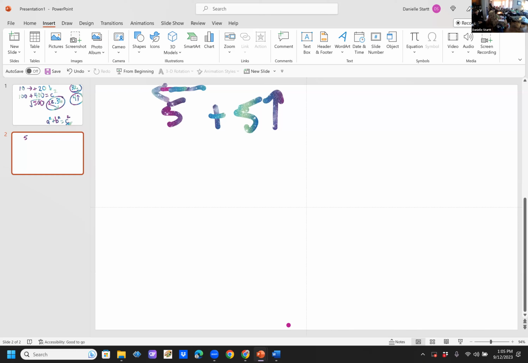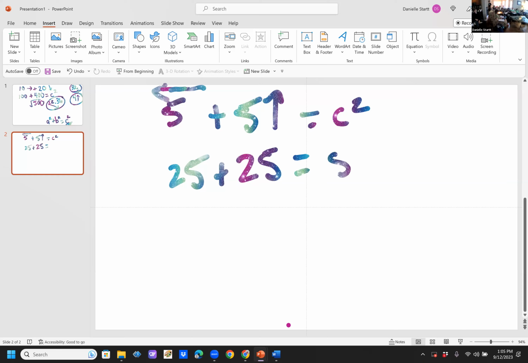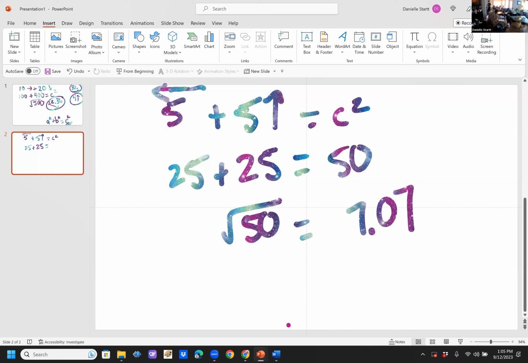Okay. So what are we doing? a squared plus b squared equals c squared. 25 plus 25 equals 50. We need the square root of 50. What is it? 7.07.